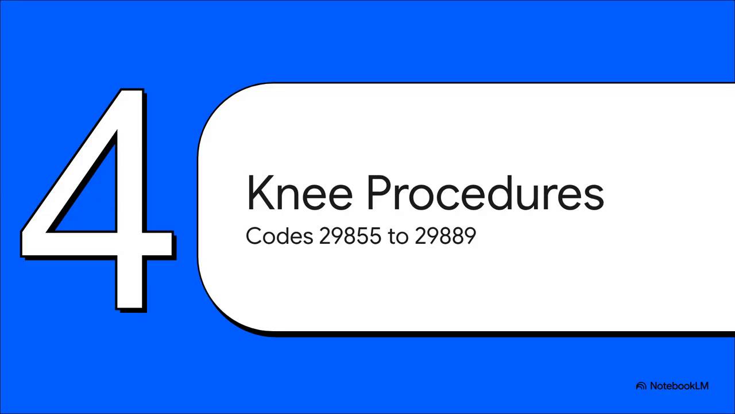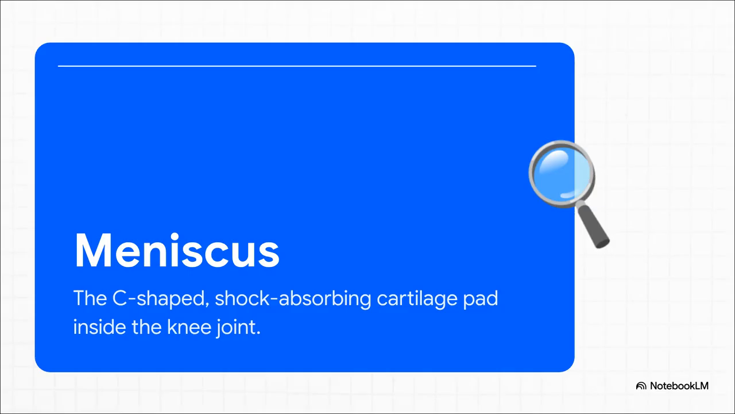Next up, Section 4, knee procedures. Going inside the knee, the heavy hitter, the tissue that gets operated on the most is the meniscus. Keeping the anatomy simple, the meniscus is basically this C-shaped, shock-absorbing cartilage pad wedged right between your thigh bone and shin bone. We want to be crystal clear on this, so that when we look at the surgical codes, we know exactly what tissue those tiny arthroscopic tools are modifying.